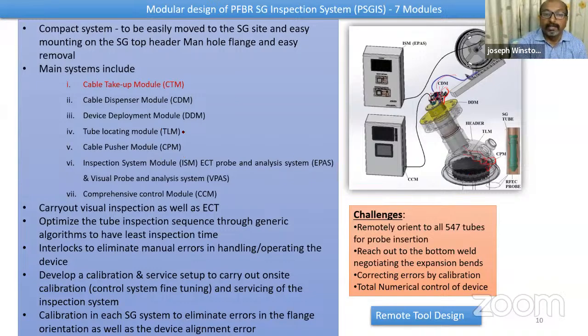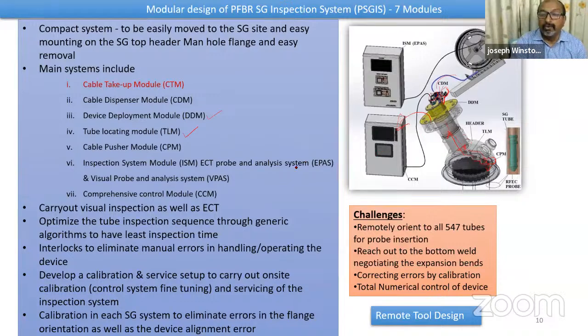Primarily we call it the tube locator module because it locates the tube for inspection. Then the device deployment module is the one which deploys the entire robotic arm into the header, and once the operations are over, the arm will be folded and then taken back into the shroud tube. And once it comes into the shroud tube, the entire device can be decoupled and taken out. That is the way the full operations are being done.